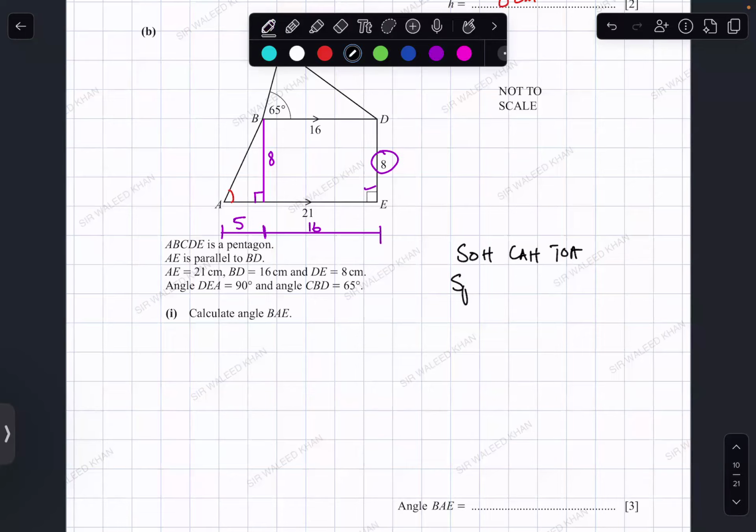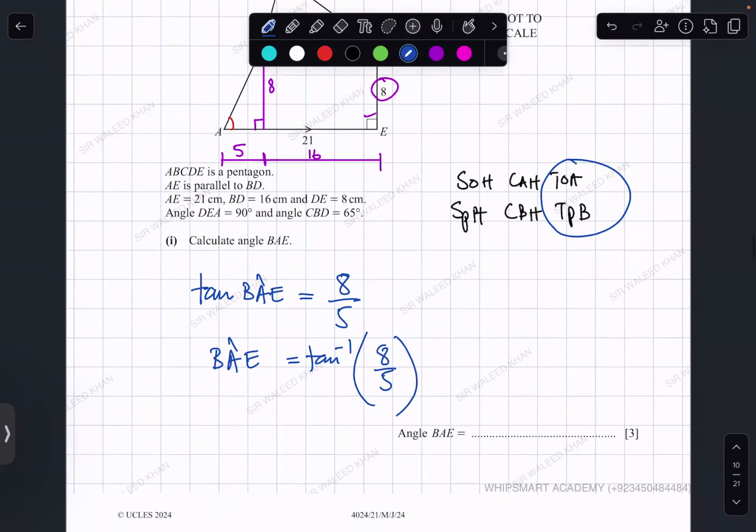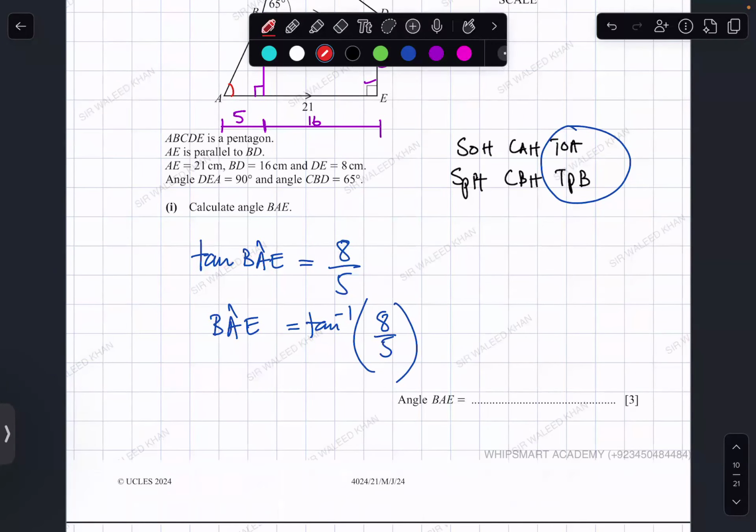And we can see that this is opposite over adjacent, perpendicular over base, so tan will be applied. Right? Tan BAE is equal to 8 over 5. So BAE is tan inverse of 8 over 5. What do we get? Answer over here is 7.9.